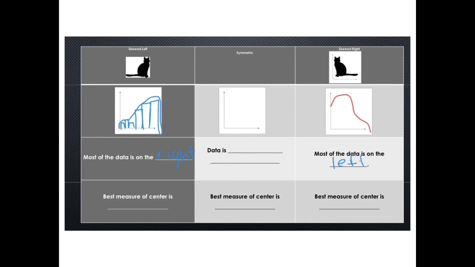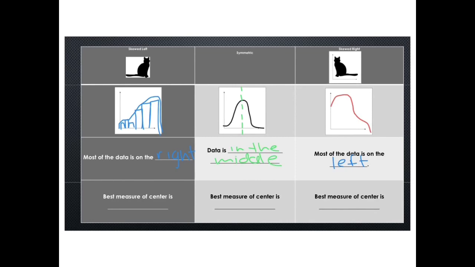All right, let's talk about something that's symmetrical. If something is symmetrical, that means that it's basically even right down the middle. So I could take my graph here, I could draw a line down the middle of it, and it is pretty much the exact same. So the data is basically in the middle, which means you have a small amount on the left and a small amount on the right, but it's the same amount on both sides.